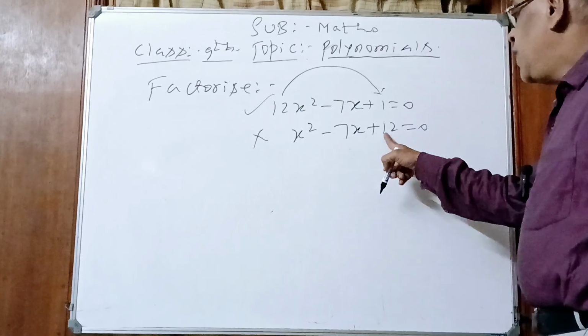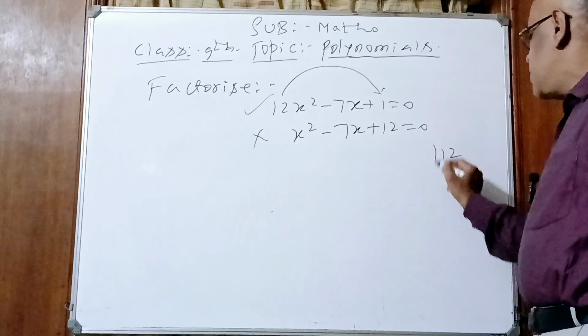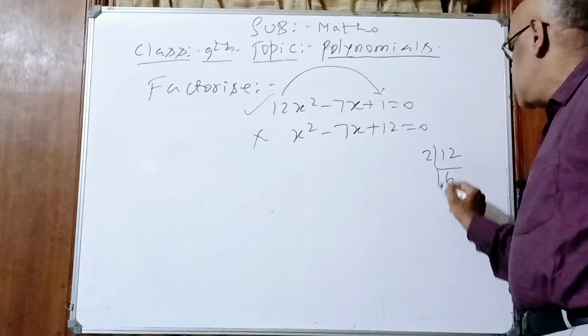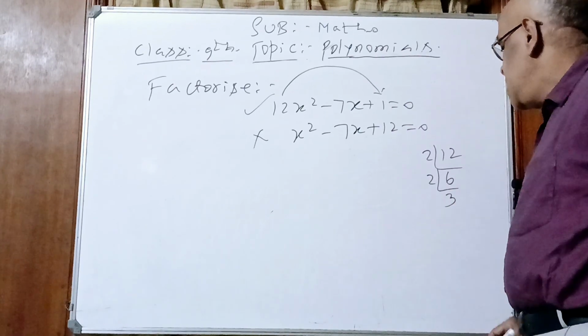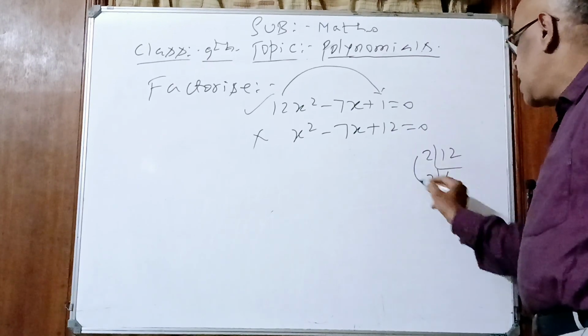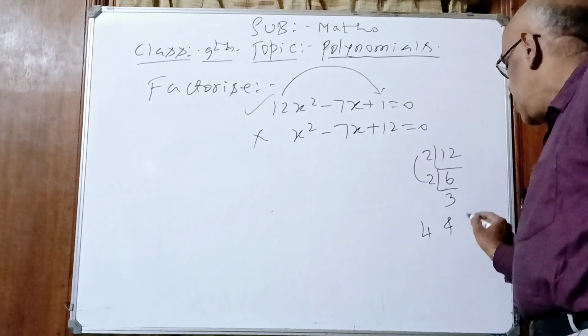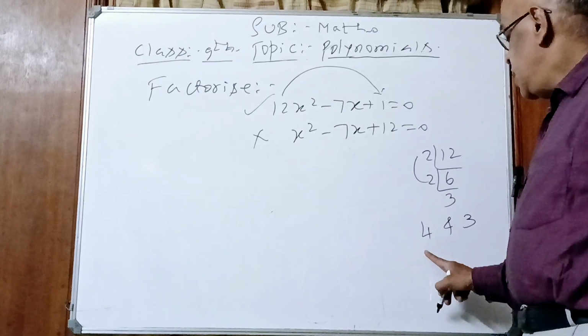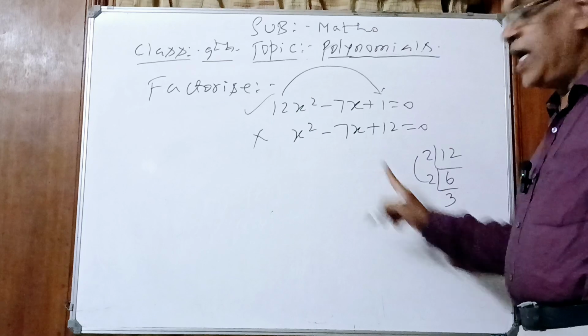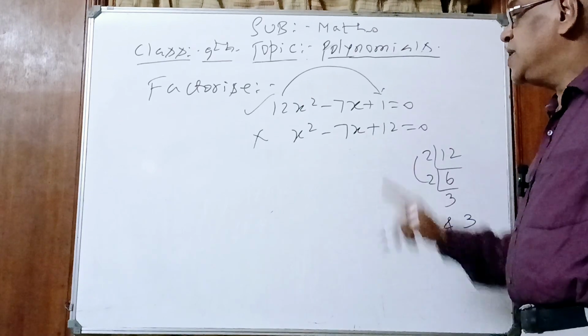For that, factorize 12. 12 will help to find the two factors. 2 sixes are 12, 2 threes are 6. What are the two numbers, children? 2 twos are 4 and 3. Minus 4, minus 3, minus 7. Add these two, 4 and 3, 7.